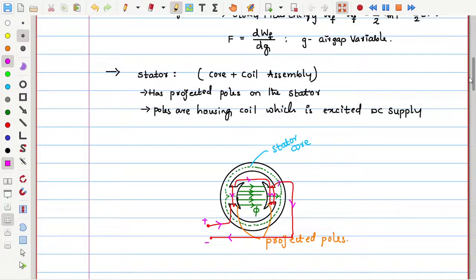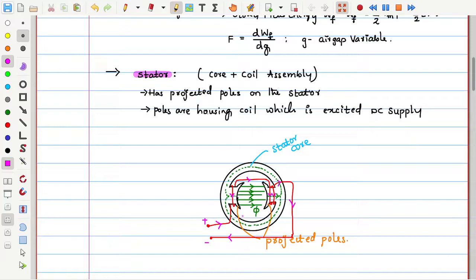One is the stationary part, which is the stator, which contains, like a transformer, a core and coil assembly. This does not move usually. This is the stationary segment of the machine, and it is mainly responsible for production of the magnetic flux. You can see here how we generated the magnetic flux. We took some cutout of the magnetic system and placed some coil on these extended poles, which we call projected poles.